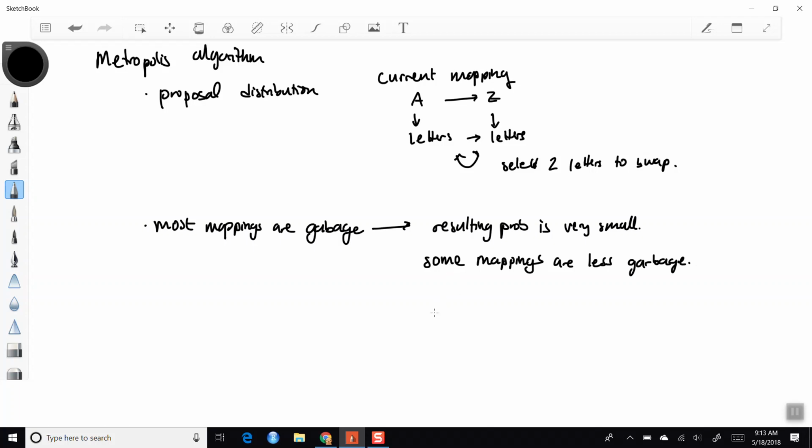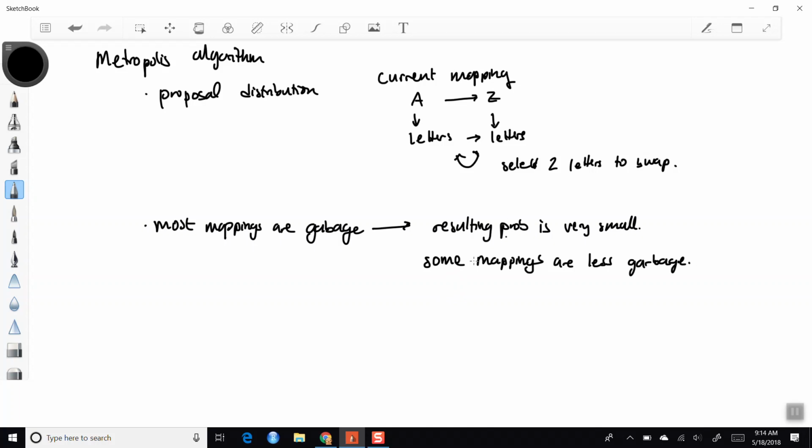Like if you keep seeing the transition xj in your text, that's going to be worse than a transition that at least does like bo, okay? Because bo could actually show up in a word, whereas xj is very unlikely to show up in a word. So some mappings are less garbage, and the Metropolis algorithm moves towards areas of higher probability, so it will favor these less garbage mappings.